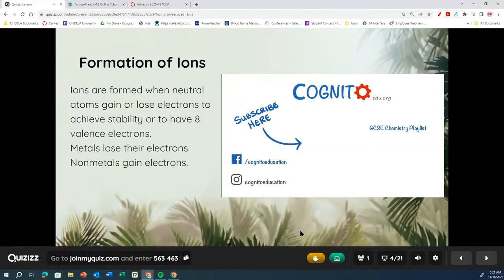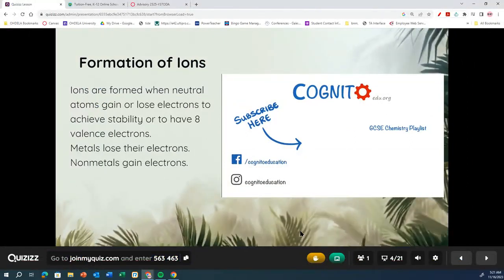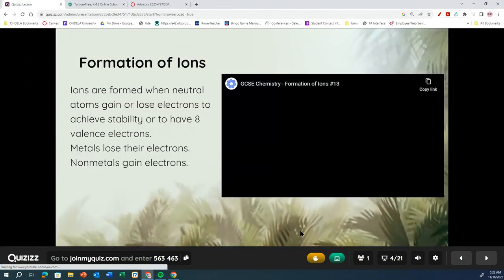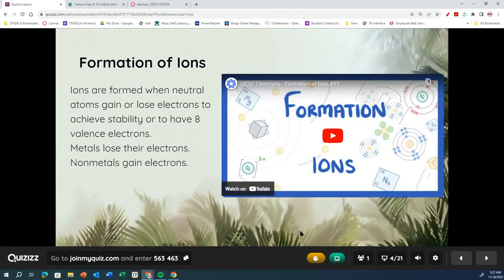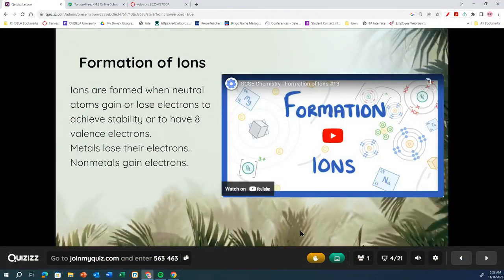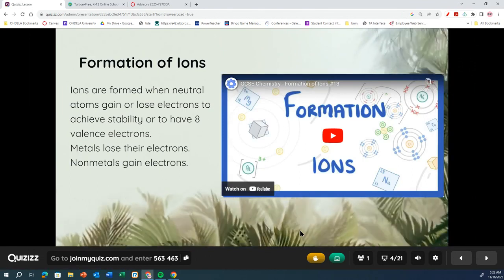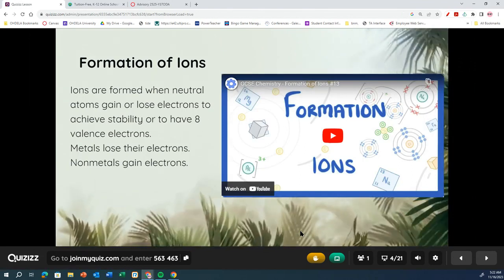All right, ions are formed when neutral atoms gain or lose electrons to achieve stability, or to have 8 valence electrons. Metals lose their electrons, nonmetals gain.